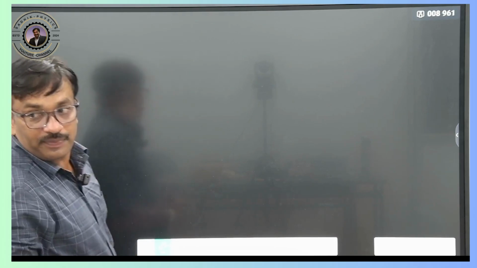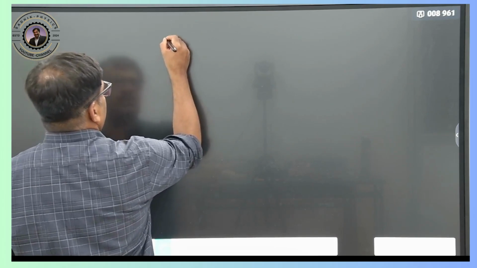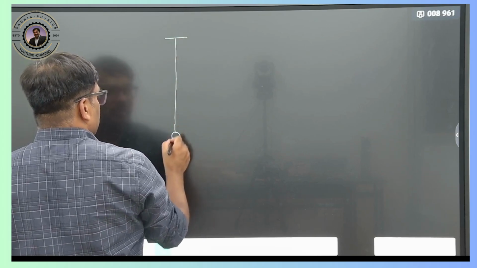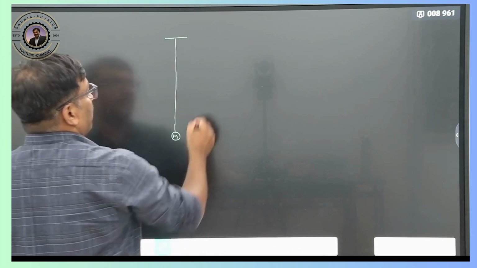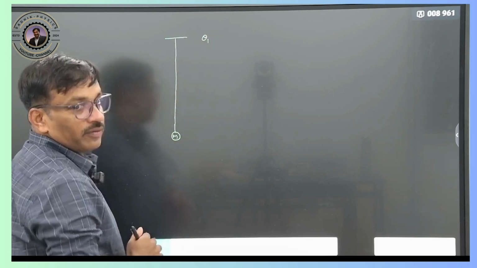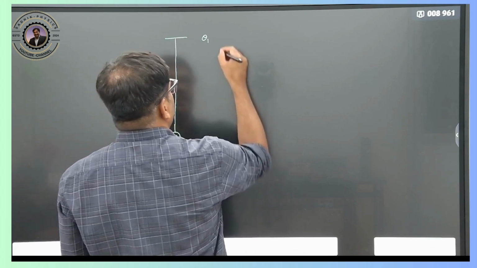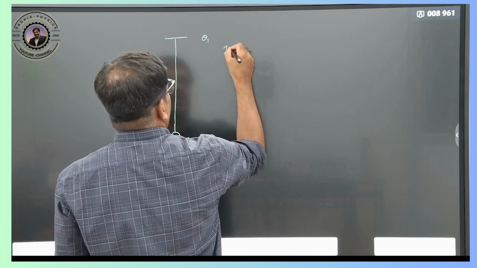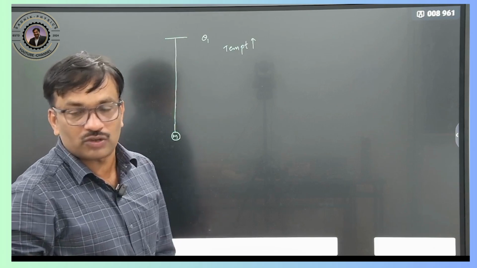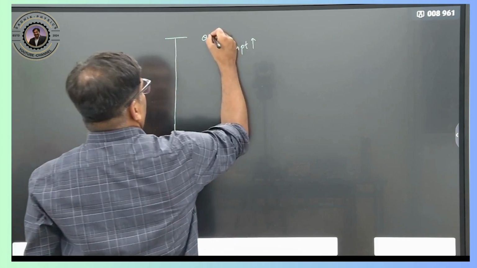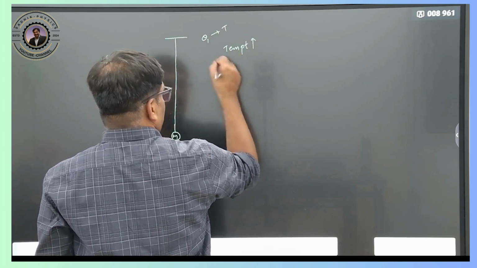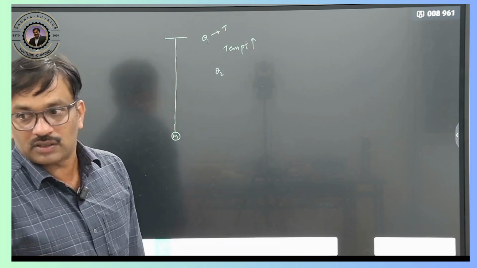Now we'll see, suppose there is one simple pendulum, suspended with one metal string. At a certain temperature theta 1, it has some time period. Now what happens if the temperature is increased? When temperature is increased, what is going to happen to the time period? At theta 1 the time period is T, so when temperature is increased to theta 2, what will happen now?